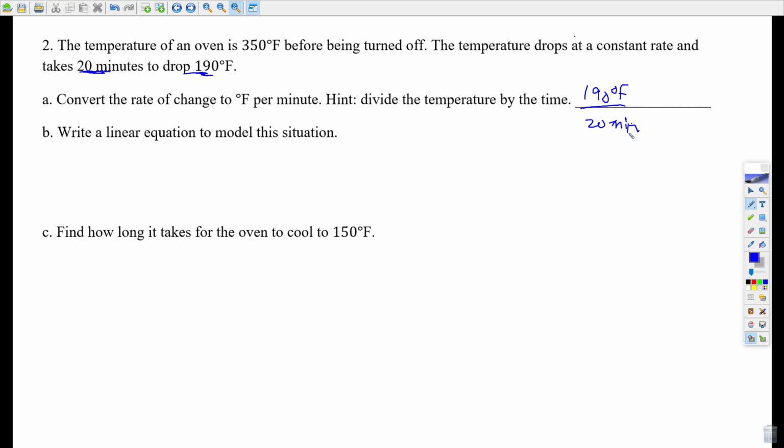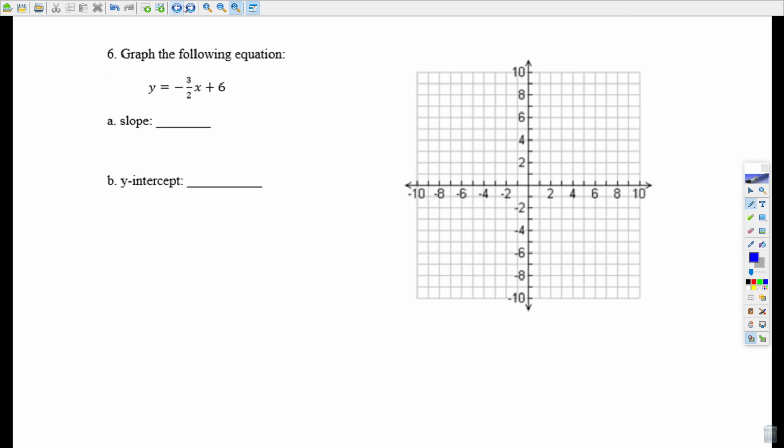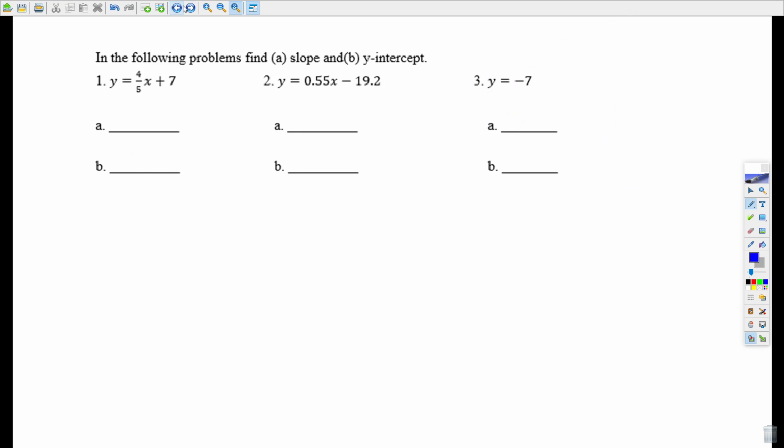They're basically asking you to find what your slope is going to be. Once you divide them, you're going to use that down here when you do y equals mx plus b, and your m value will be whatever you get here as your slope. It's going to be your degrees Fahrenheit per minute. I think the rest of it should be fine for you to finish. So that's all for 3.1.